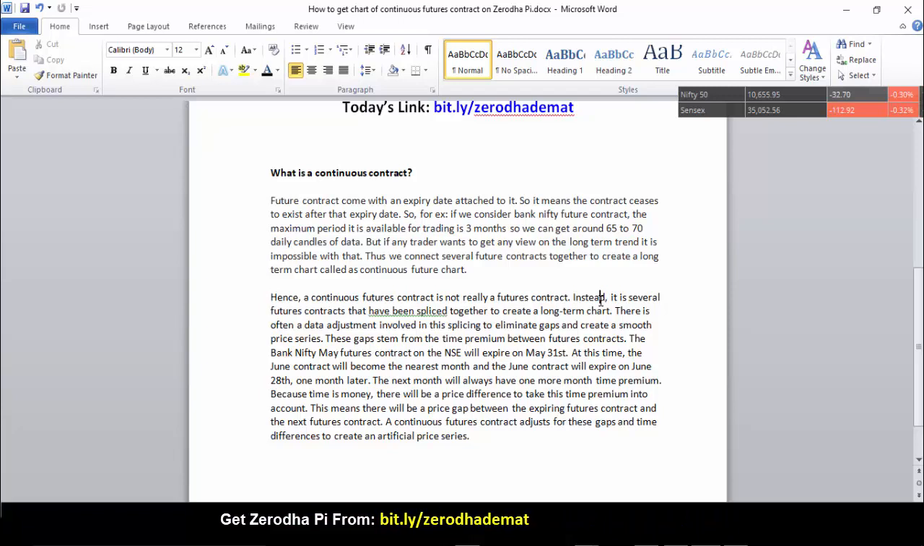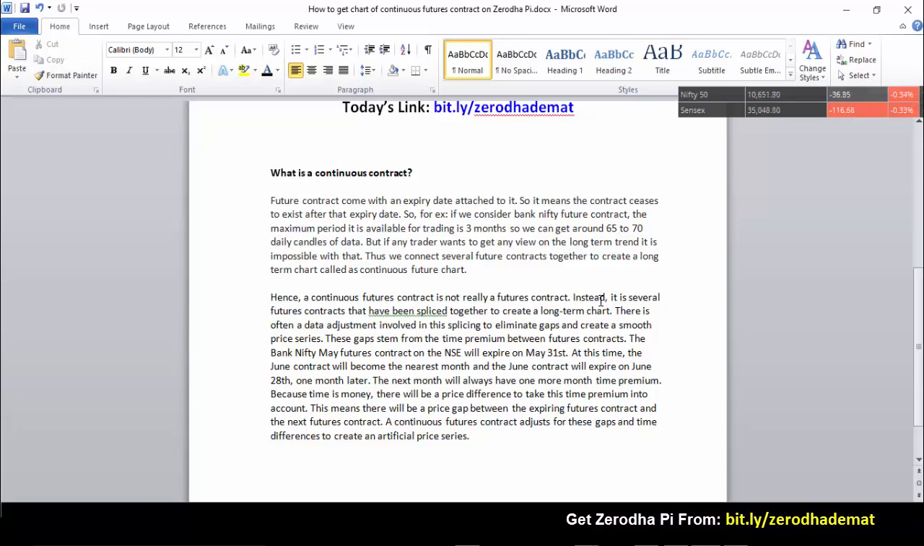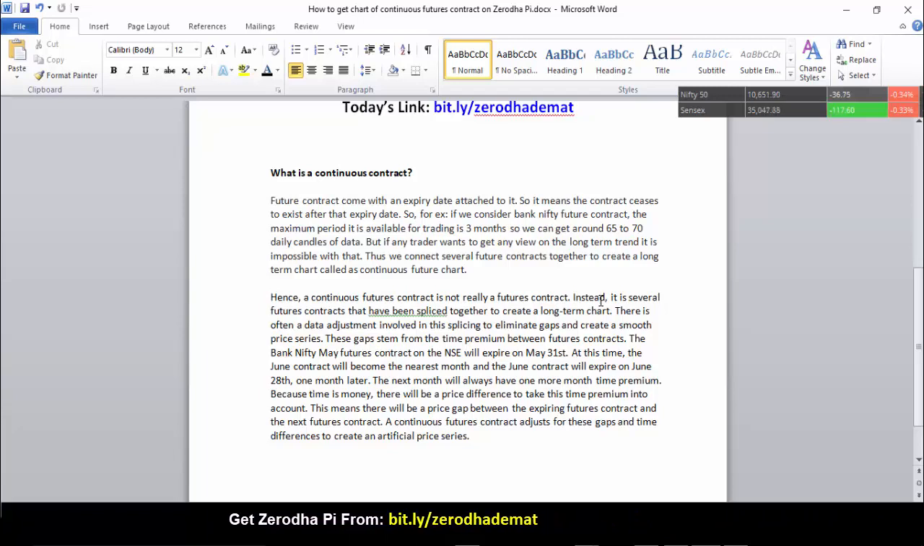Suppose I am giving an example here: the Bank Nifty May futures contract on the NSE will expire on May 31st. So just day after tomorrow. At this time, the June contract will become the nearest month. Currently, May futures are the nearest month, but once the May futures expire, the next nearest month will be the June contract.